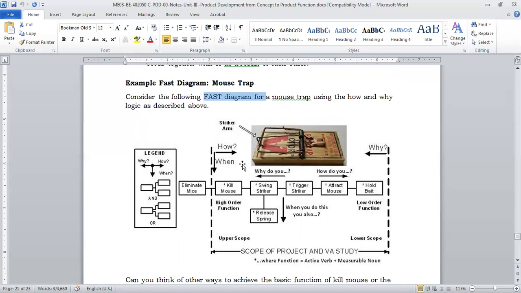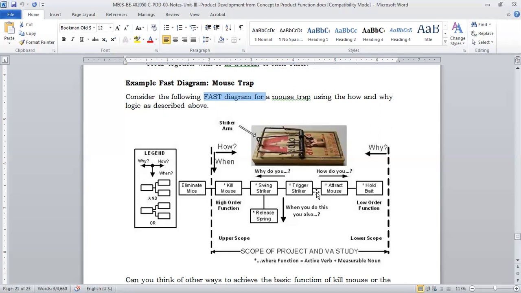So how is from left to right: kill mouse, that is basically the purpose. How are we going to do it? Hold a bait, right? Put something like cheese or something, because of that it will be attracted. Then once it gets attracted, trigger the switch. Once there is some trigger, spring or something, then that will strike, or it will hit the mouse, right? And it will kill the mouse. So why we are doing it: because we want to kill the mouse or eliminate the mouse. And how we are going to do it: use a trap for that. This is how.